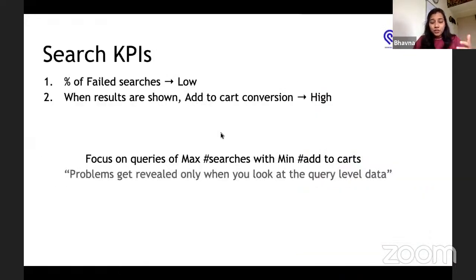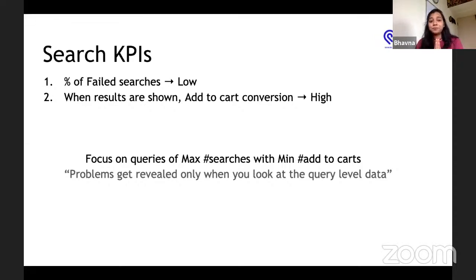And to conclude, what are the search KPIs? You will have to look at the percentage of failed searches, right? You have to ensure that the number of failed searches where we are showing 0 results is extremely low. Either it's your spell correction, or maybe those products are not even there, but you will have to figure out a mechanism to show similar products. So that is the first point.